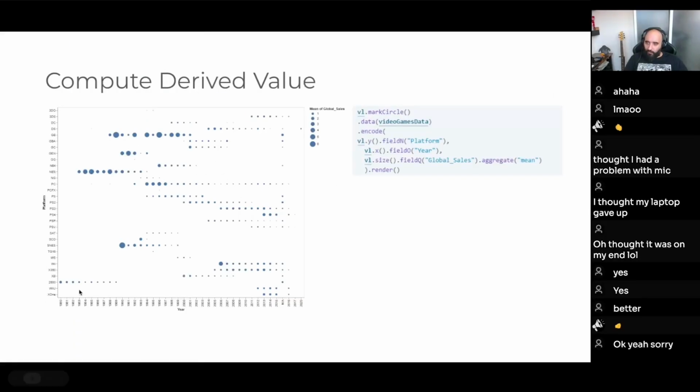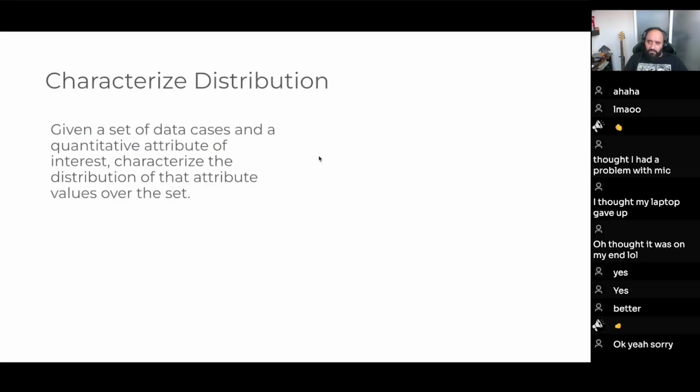And then you can do a crazy visualization like this, where you have the y-axis, the platform, on the x-axis, the year, and then for each year, you have the mean of global sales for that platform. You can characterize distribution. This is something that we're going to learn in the next lecture. So the idea is, given a set of data cases and a quantitative attribute of interest, to characterize the distribution of that attribute values over the set.